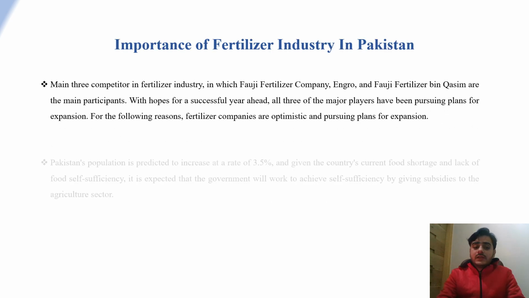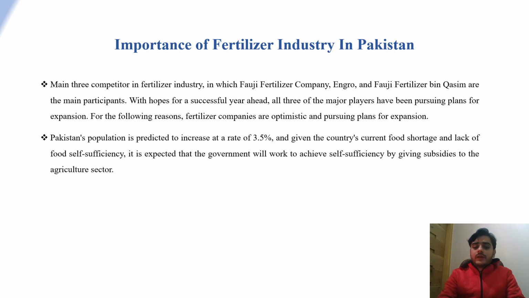And then we see the importance of the industry in Pakistan. The top three pillars in the industry are Fauji Fertilizer, Engro Fertilizer, and Fauji Fertilizer Bin Qasim. These are the main three pillars that play an important role in expanding the industry and the fertilizer sector.